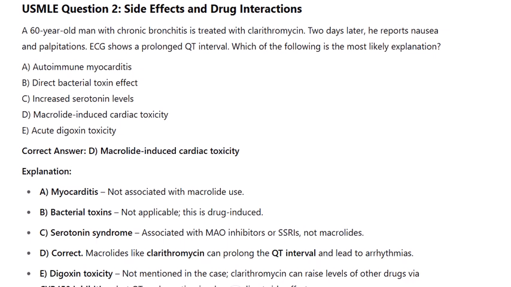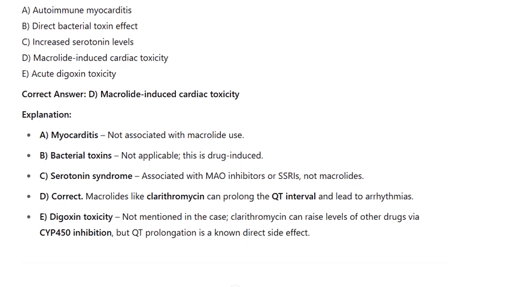Explanation. A. Myocarditis is not associated with macrolide use. B. Bacterial toxins, not applicable; this is drug-induced. C. Serotonin syndrome is associated with MAO inhibitors or SSRIs, not macrolides. D. Correct. Macrolides like clarithromycin can prolong the QT interval and lead to arrhythmias. E. Digoxin toxicity is not mentioned in the case. Clarithromycin can raise levels of other drugs via CYP450 inhibition, but QT prolongation is a known direct side effect.